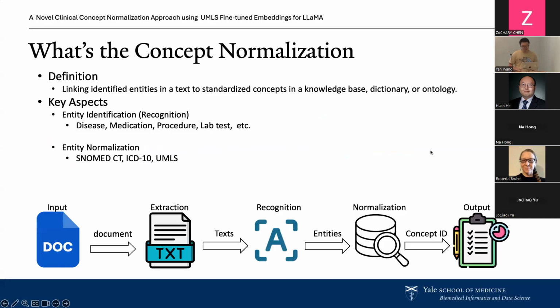So for the first part, concept normalization is really crucial in NLP tasks, especially in information extraction. It involves linking identified entities in a text to standardized concepts in a knowledge base, dictionary, or ontology. This process is also known by other terms like normalization and concept mapping. From the definition, concept normalization involves two key steps: entity identification and entity normalization.